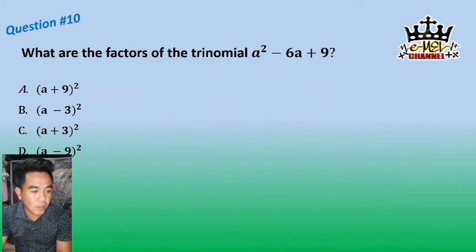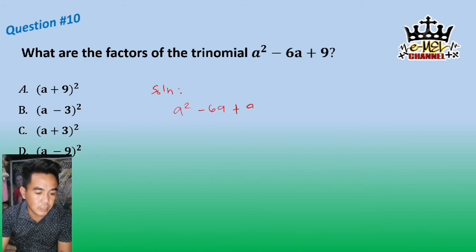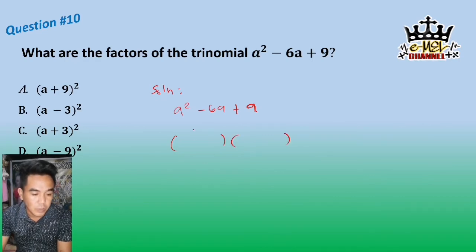Question number 10. What are the factors of the trinomial a squared minus 6a plus 9? Let us have now the solution. So a squared minus 6a plus 9. Okay, so let us have two factors. What we're going to multiply to make it a squared, so a and a. Now, what are the factors of 9? We have 3 times 3 and 1 times 9. So let us use the 3.